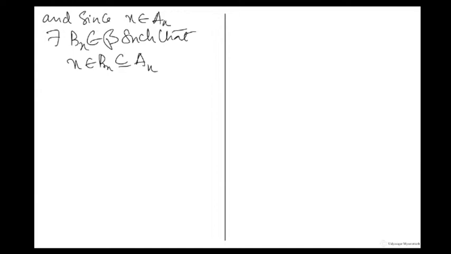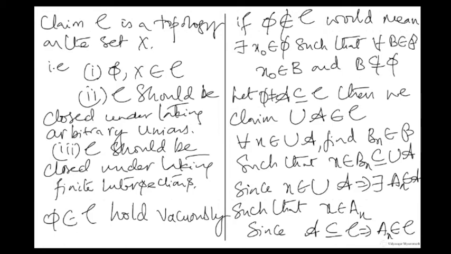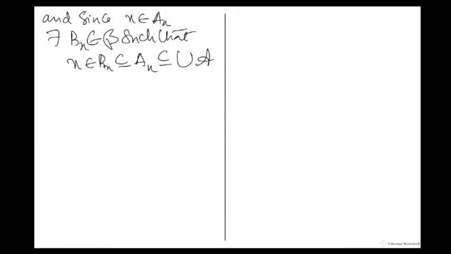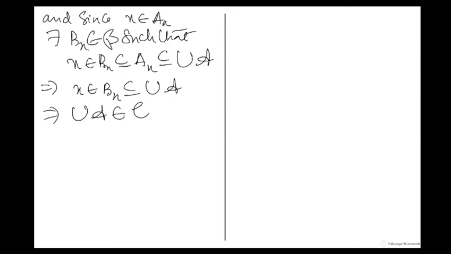But what do we know? We know that Ax is a subset of the union of elements of A, because it is one of the elements taking part in the union. So this means X belongs to Bx and Bx is completely contained in the union of elements of A. This is basically what we wanted to demonstrate. So the union of elements of A is an element of C.